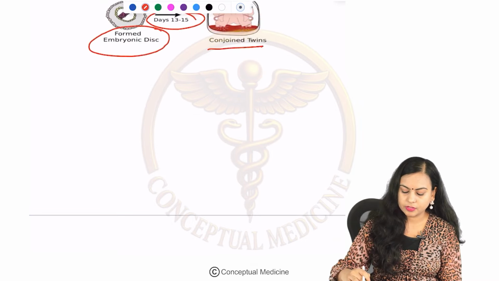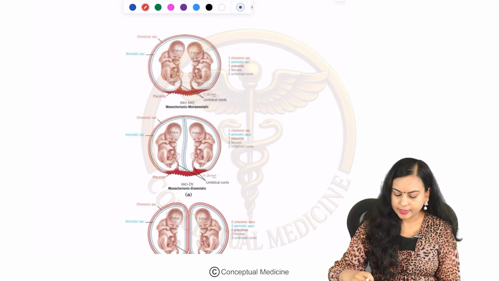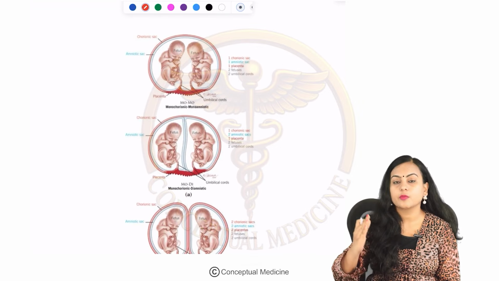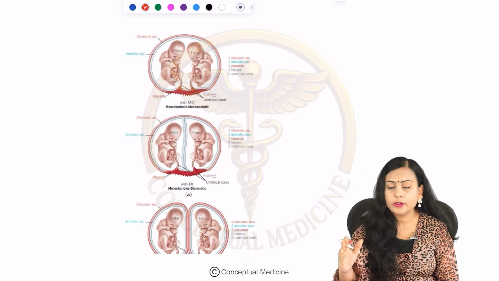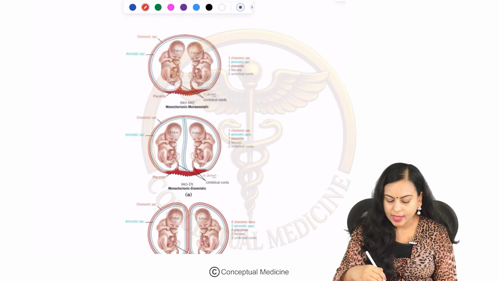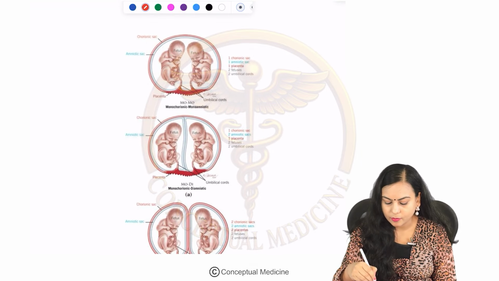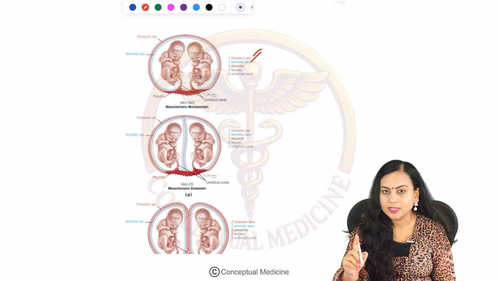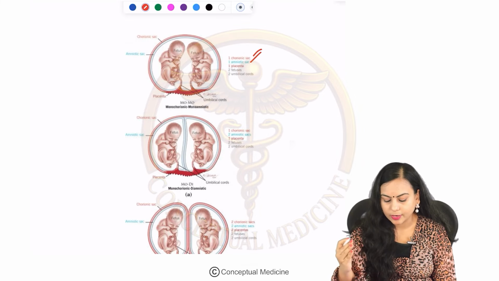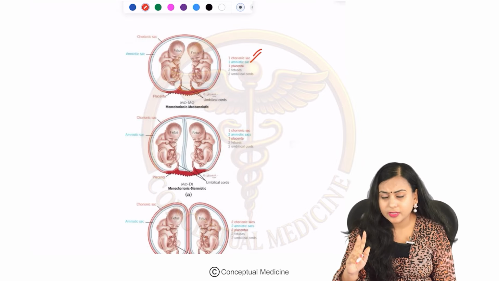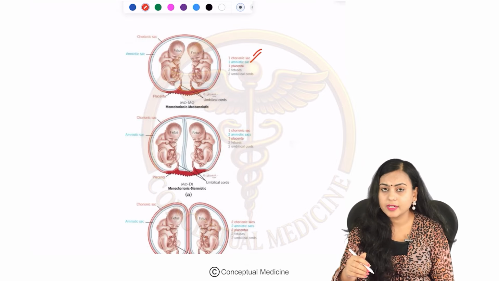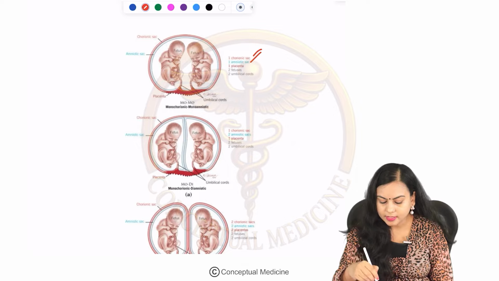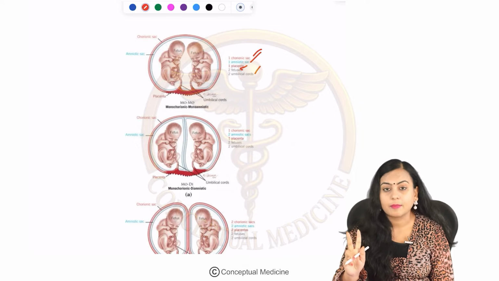Okay. This is important. So, let us see what monochorionic, monoamniotic twins are. Monochorionic, monoamniotic twins means they share one placenta, okay, and they have only one sac. That is one amniotic sac and one chorionic sac. There can be any number of fetuses, but in twin pregnancies there will be two fetuses and they will have two separate umbilical cords.